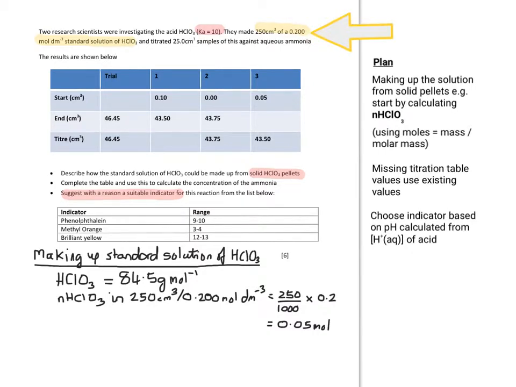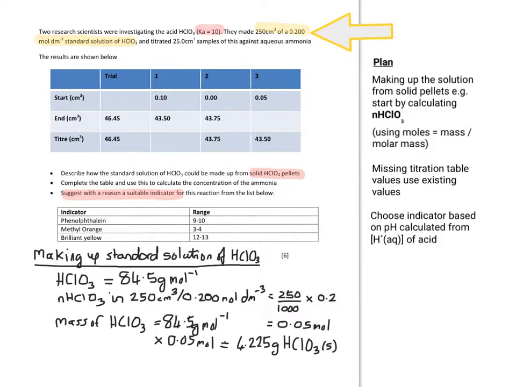So with these two pieces of information, I can rearrange moles equals mass over molar mass. Sorry, to work out the mass I would need. I know how many moles I've got, so I want to work out the mass. So that gives me 4.225 grams of HClO3 solid. So just moving the page down a little bit.